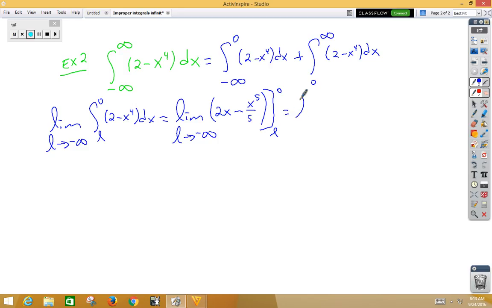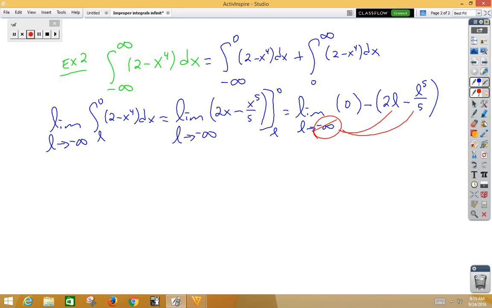So now we have the limit as L approaches negative infinity. If we plug in our 0 first, we're simply going to get 0, minus, if we plug in our L, we get 2L minus L to the 5th power over 5. Well, again, we're plugging in an infinity here. So when I plug in an infinity, I'm going to end up with negative infinity because of this negative, and again, it diverges.